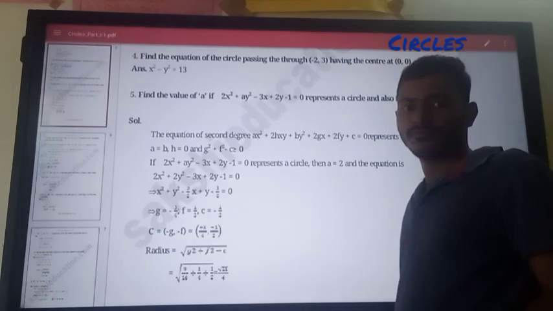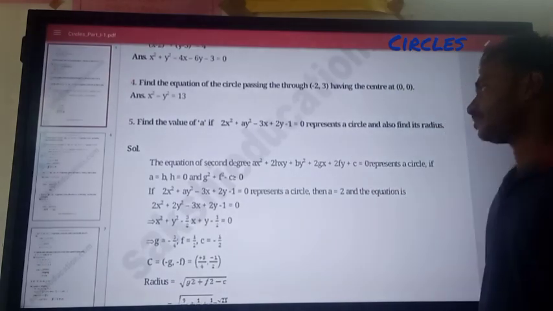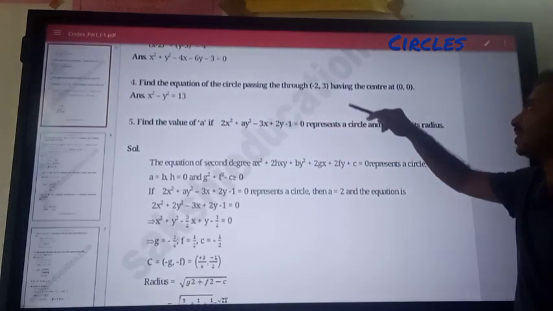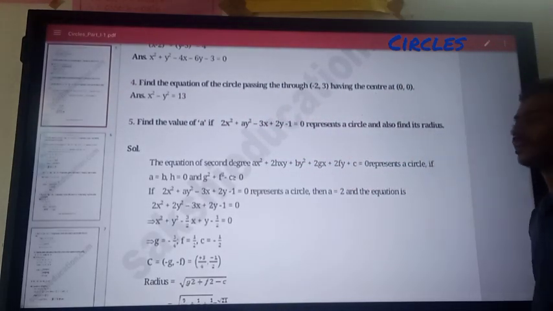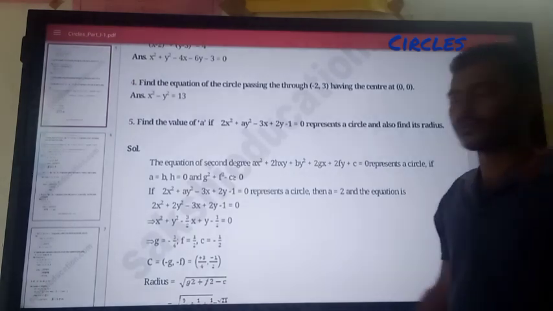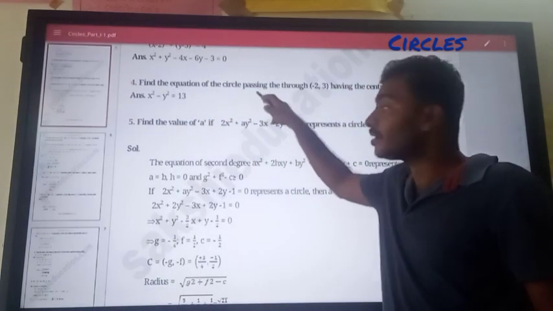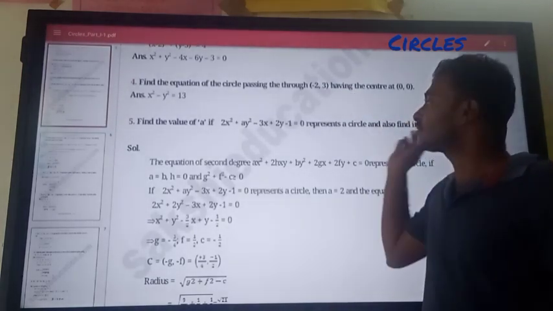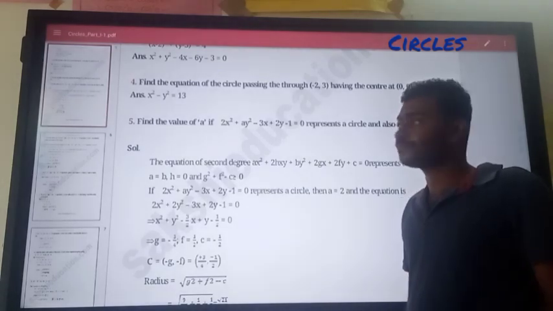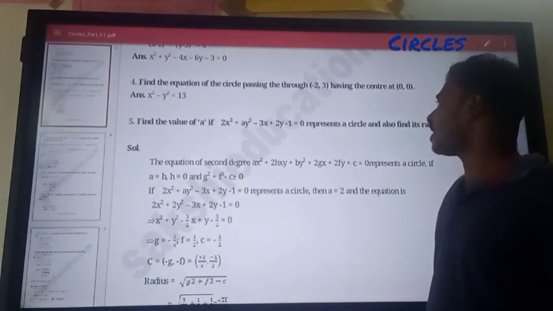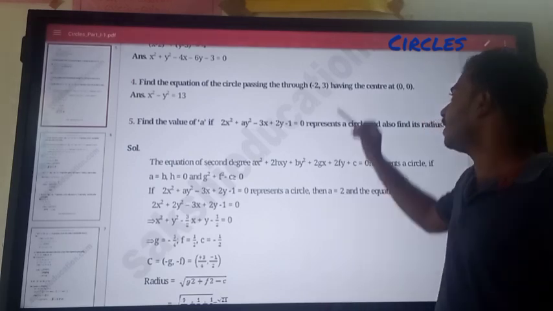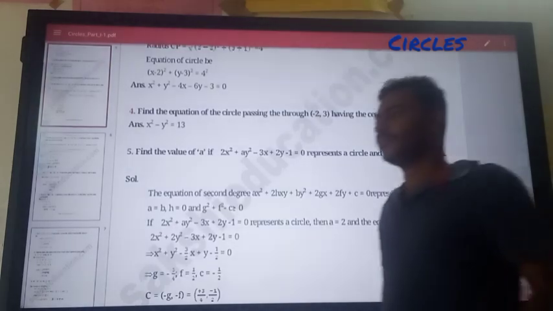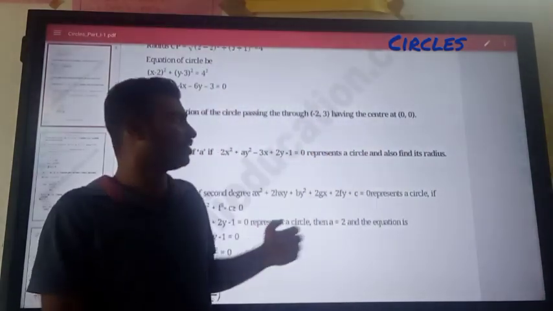Now next question, we have another one. Find the equation of the circle passing through (-2, 3) having the center at (0, 0). Find the equation of circle passing through (-2, 3) having center at (0, 0). So clearly, as in the previous problem which we discussed, simply the distance between 2 points is nothing but the radius.